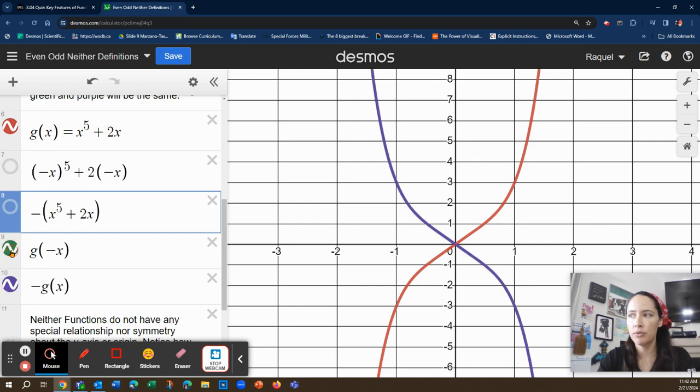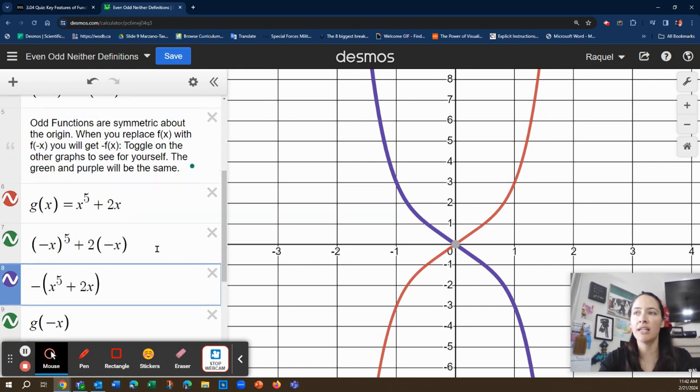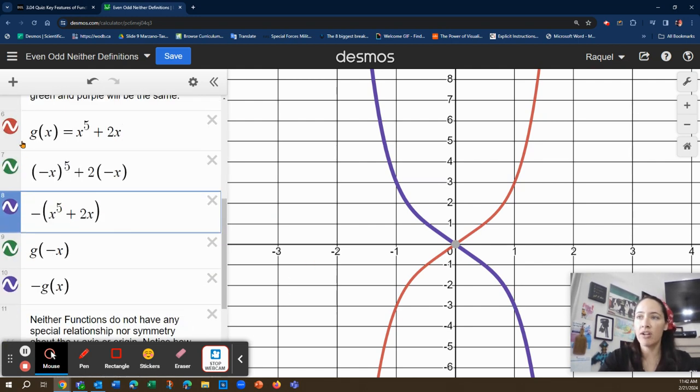They're all behind this giant purple graph. That's an odd function, and there's the algebra and the function notation of what's happening if you have an odd function.